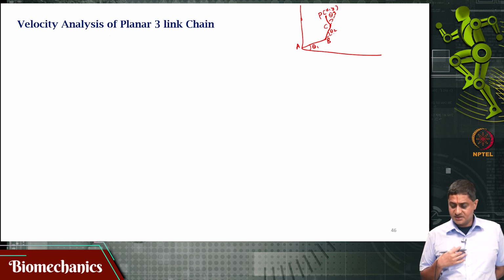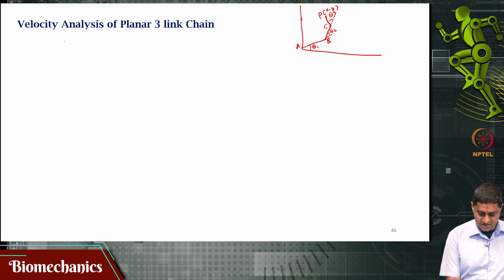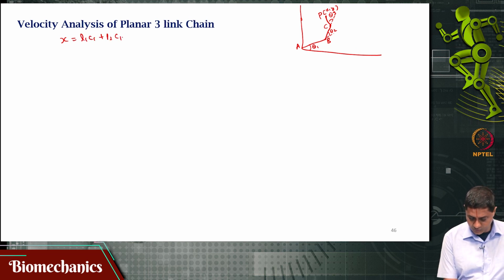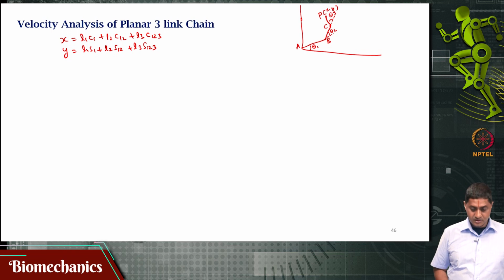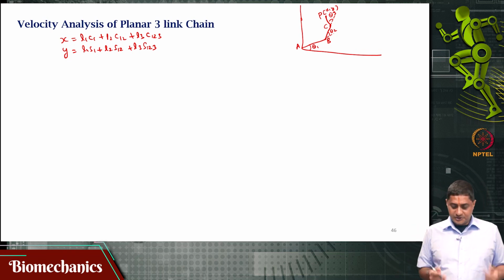From forward kinematics, I can find the endpoint coordinates of the point P as x is L1C1 plus L2C12 plus L3C123, right, and the y coordinate is L1S1 plus L2S12 plus L3S123. I differentiate this with respect to time.